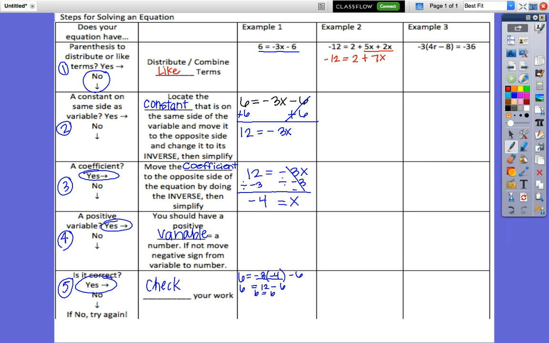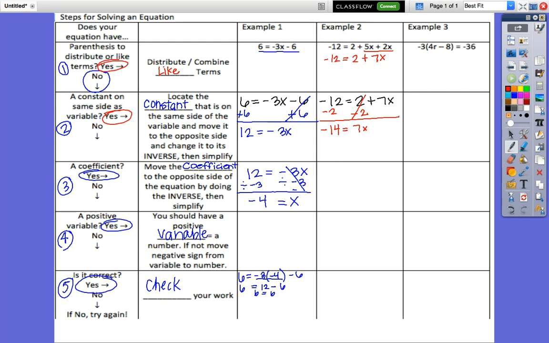Now, question 2 asks if we have a constant on the same side as the variable, and we do. So we're going to have to get that constant on the different side of the variable. So now we have negative 12 equals 2 plus 7x. I'm just bringing down the problem from here. So 2 is my constant. It's a positive 2, or being added, so I'm going to subtract 2 from both sides of the equation. 2 minus 2 is 0, so that's eliminated. Negative 12 minus 2: same sign, I add and keep my sign. So I get negative 14 equals 7x.